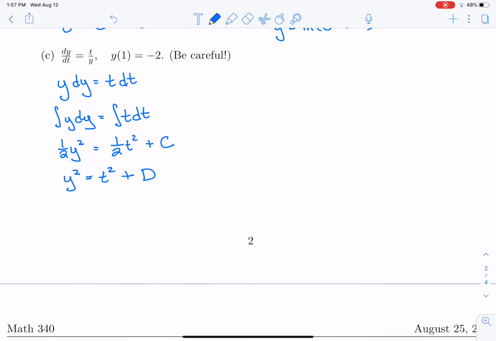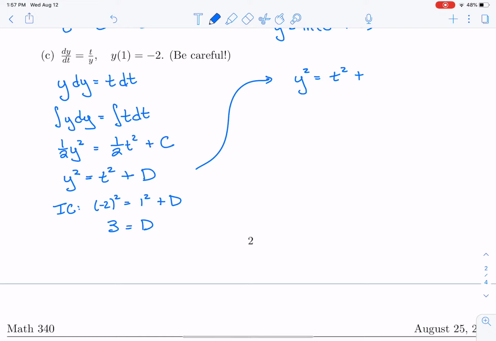So now I can look at my initial condition. And it's a good time to do it now because it's easy to solve for d now. Okay, so I'm going to get that negative 2 squared is equal to 1 squared plus d. Okay, so d in this case is 3. Okay, so I have that y squared is equal to t squared plus 3.